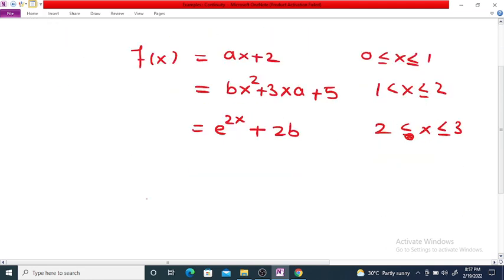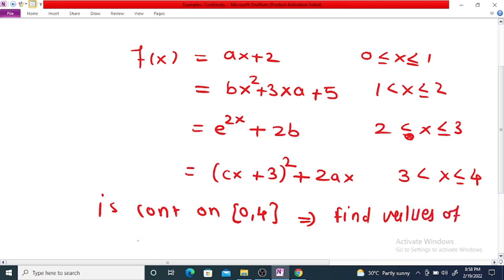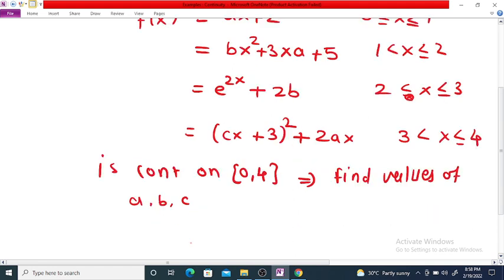and is equal to (cx plus 3) squared plus twice ax if 3 is less than x less than or equal to 4. If f is continuous on the interval 0 to 4, then find the values of a, b, c. Now, given that f is continuous on the interval 0 to 4 means what?